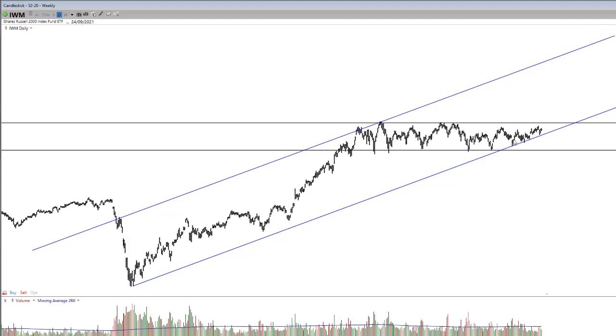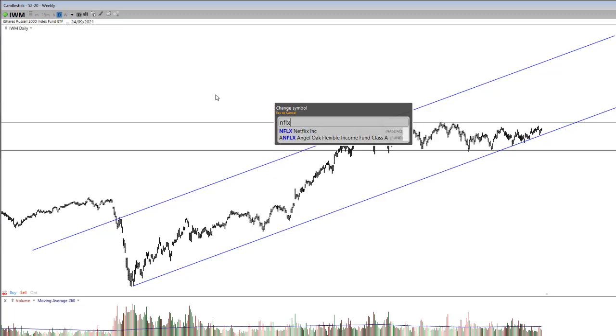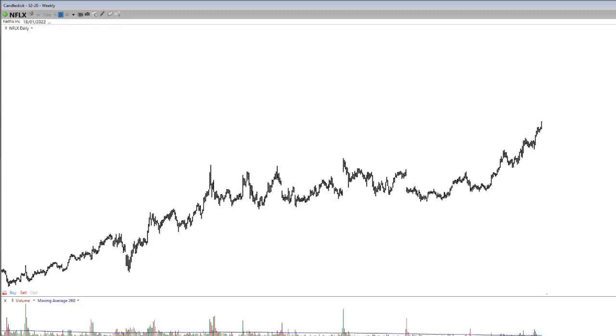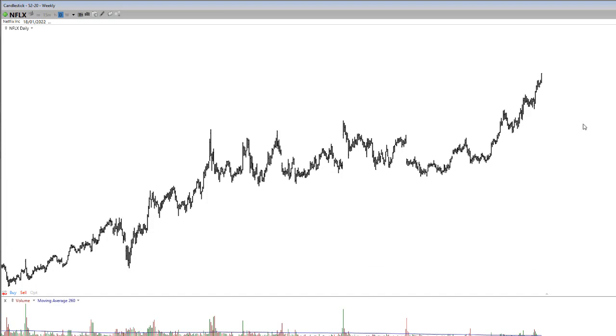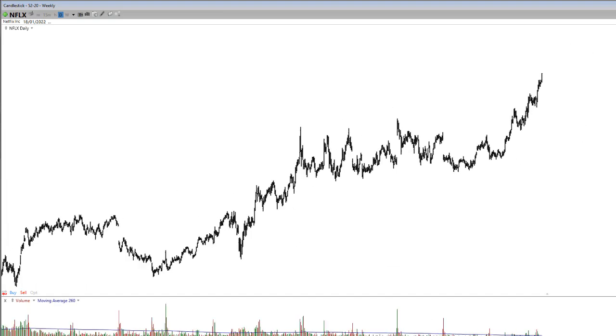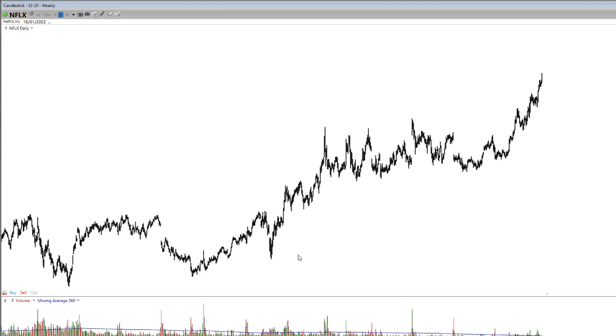And all I'm doing is I'm just connecting that resistance there. So this other side of the channel, we've had a sideways. And this is what Netflix did. If you have a look at Netflix, right? Netflix is a great example of what I'm talking about here, right? So let's actually squeeze this up here.